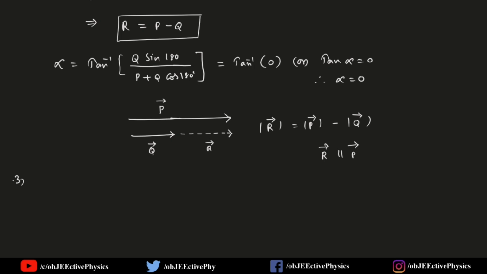Next, third point. If P bar is perpendicular to Q bar, that is theta is equal to 90 degrees, then what happens to the magnitude of the resultant and the angle made by the resultant with P bar?